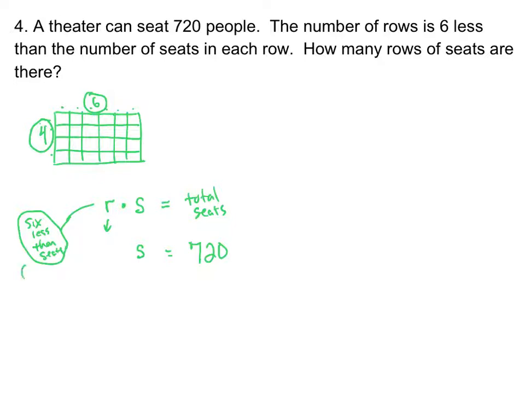And you might be tempted to write 6 minus S, since less than is going to be subtraction. But you'll want to remember, this comes up every so often, this phrase less than, it is subtraction, but it inverts the order. So instead of 6 minus S, we're going to do S minus 6. So here, instead of R times S, we're going to do S minus 6 in place of R, times S.